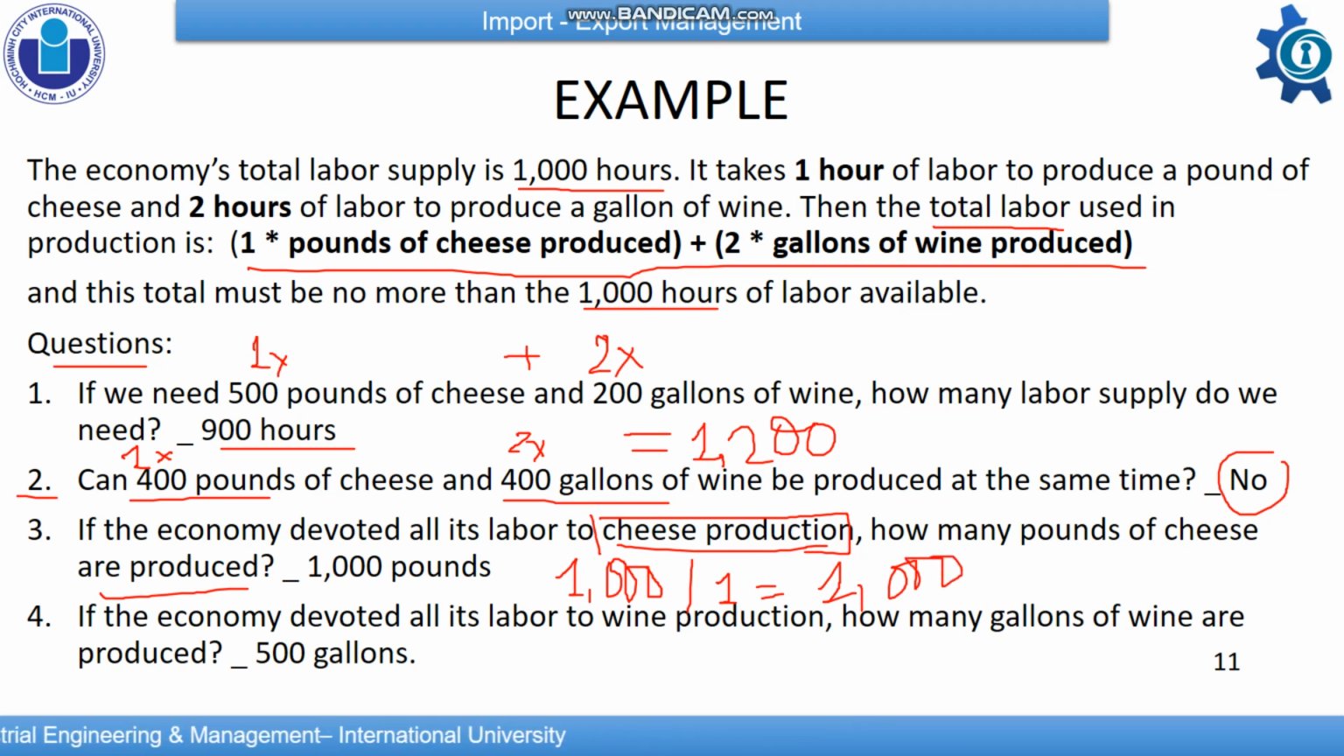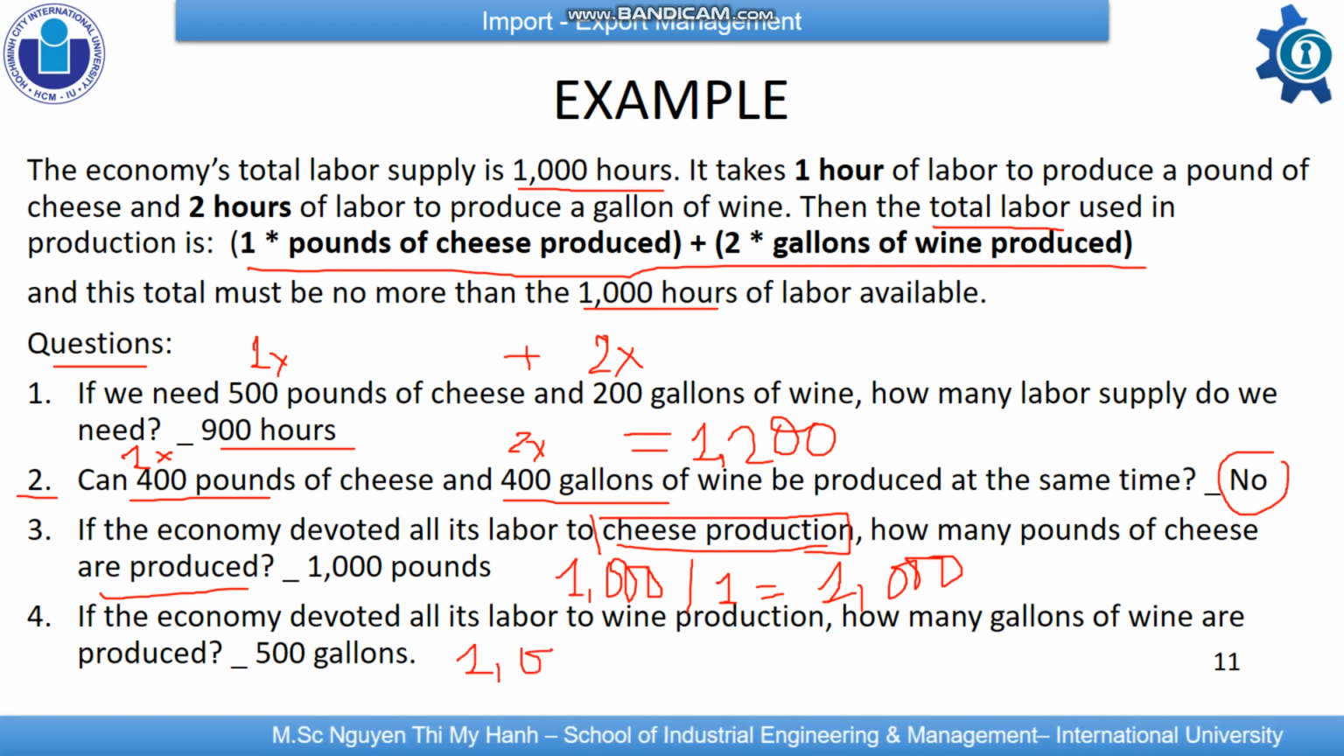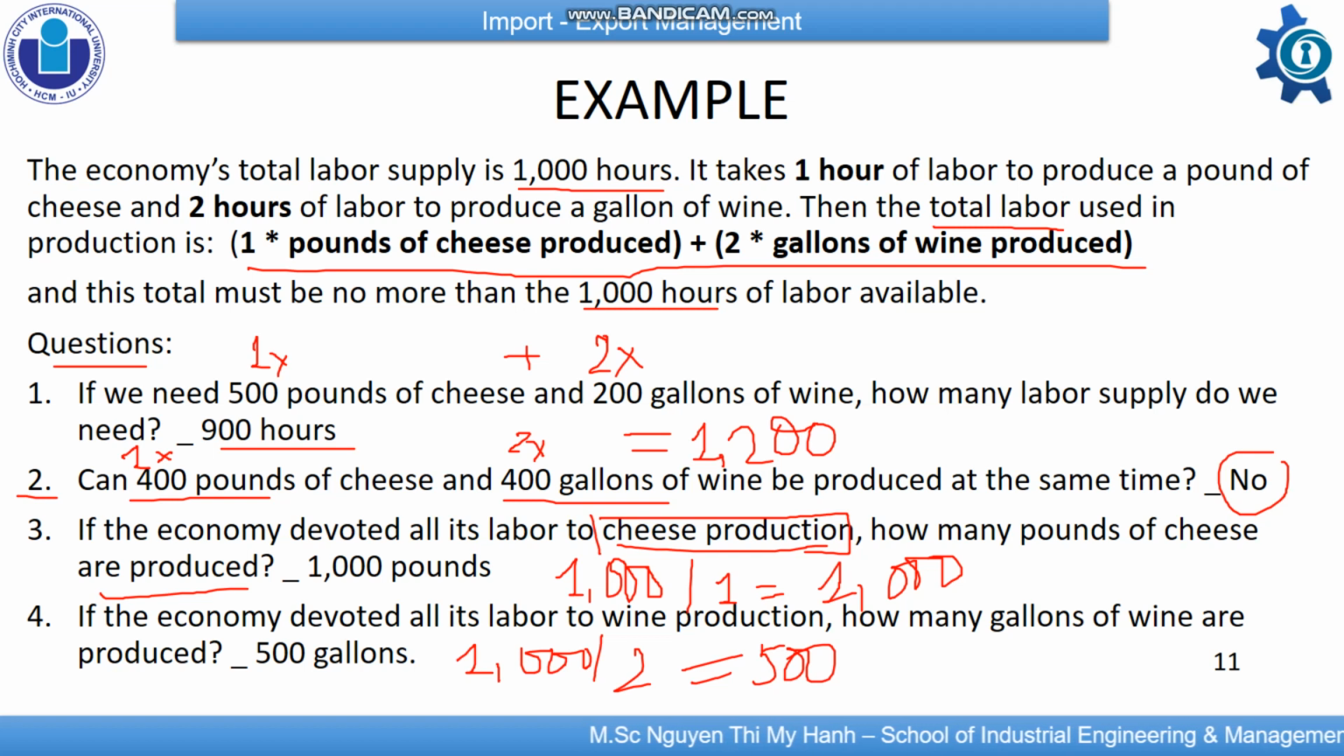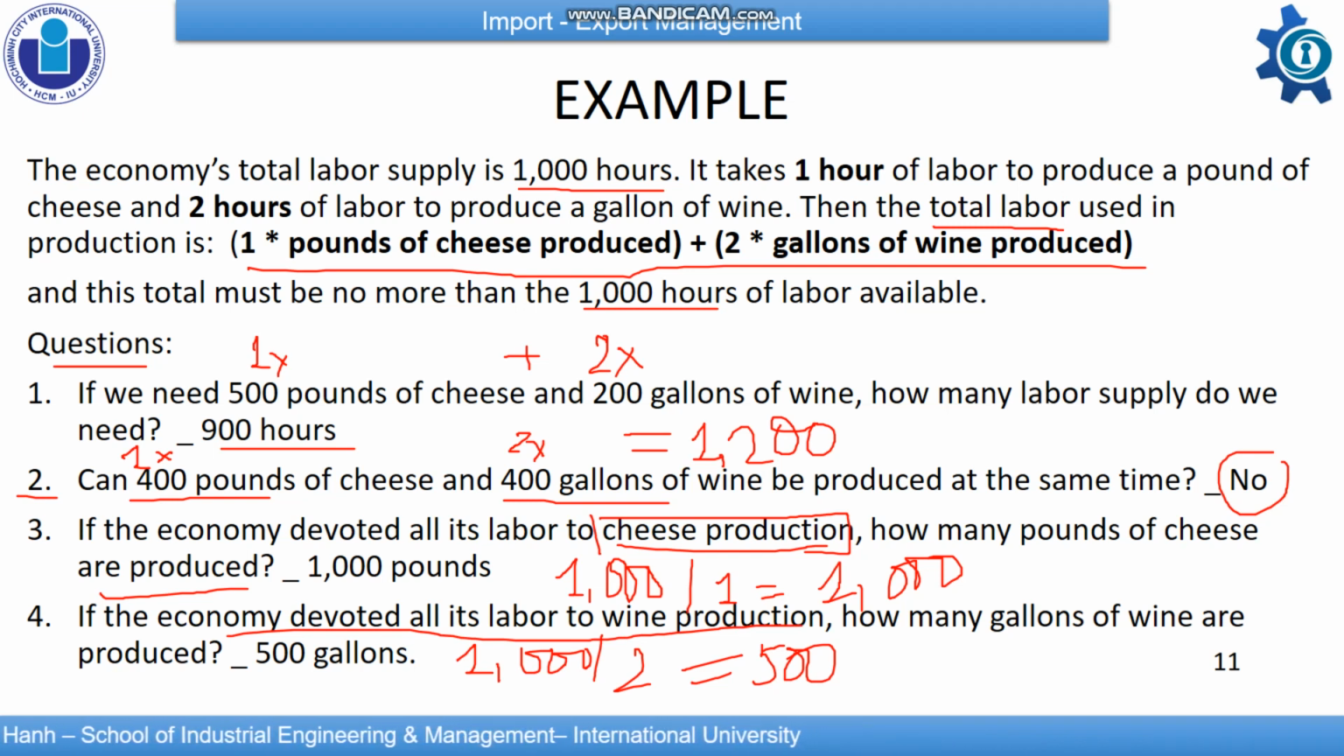pounds. Okay? And if the economy devoted all its labor to wine production, how many gallons of wine are produced? We have total 1,000. We divide by 2, so we can produce 500. When the economy devotes all its labor to produce cheese, it means they specialize in cheese. And if they devote all its labor to wine production, it means they specialize in wine. When they will specialize in cheese and when they will specialize in wine, we will learn later.